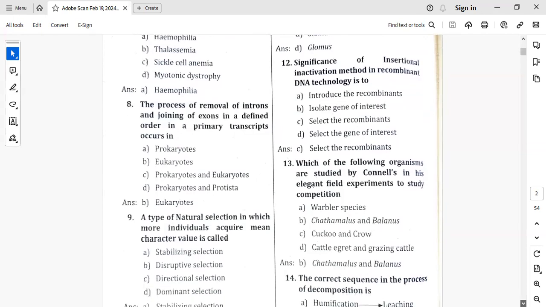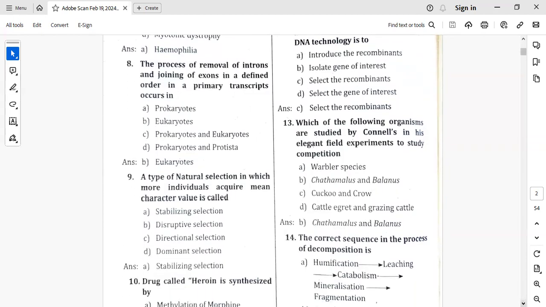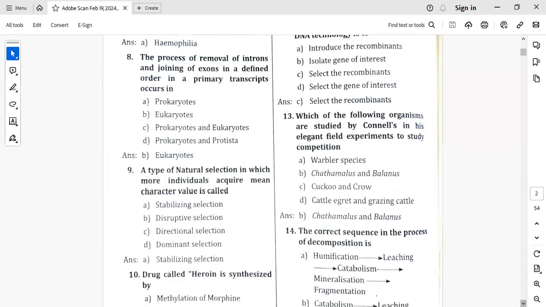A type of natural selection in which more individuals acquire the mean character value is called. So this is again straight from the NCERT line. This is stabilizing selection.